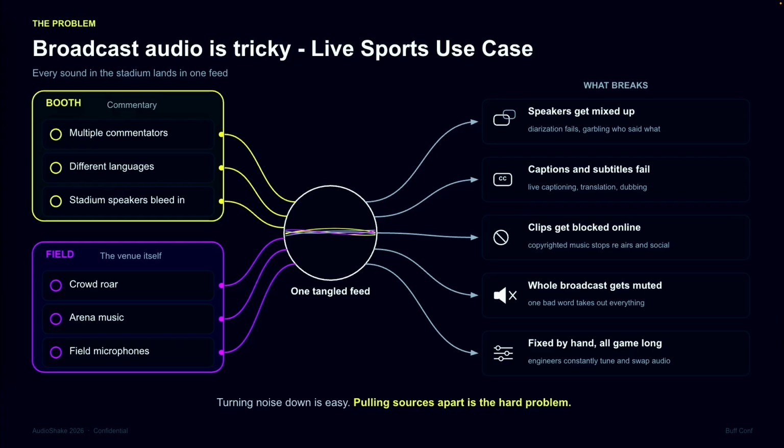Because of that, the impact is that speakers get mixed up, and captioning and subtitles can be faulty at times. Clips get blocked online because sometimes music can bleed into the dialogue of the commentators from the venue itself, and you don't necessarily have the rights to broadcast that music once you encode that content. And then there can be an issue where you have profanity and you have to mute the whole broadcast. Those are some of the impacts that we are seeing in the field.